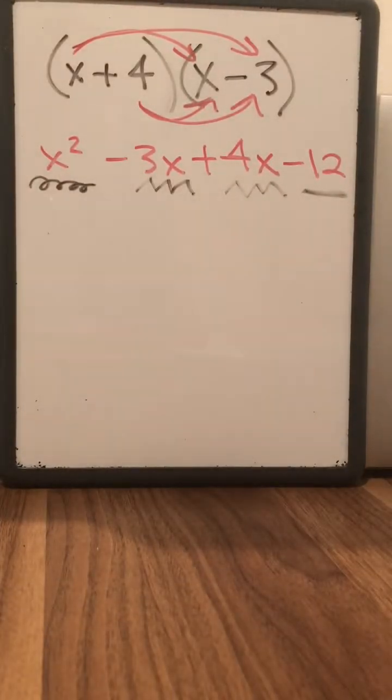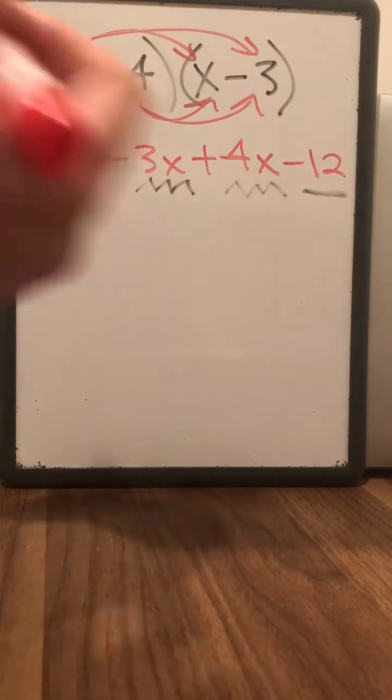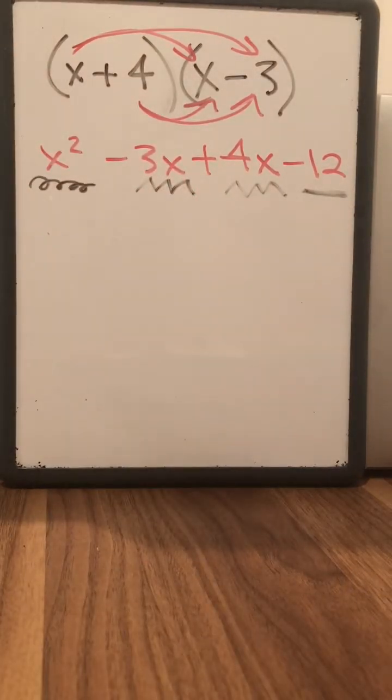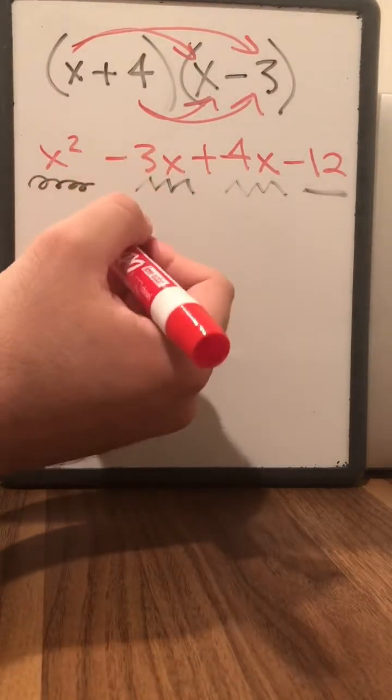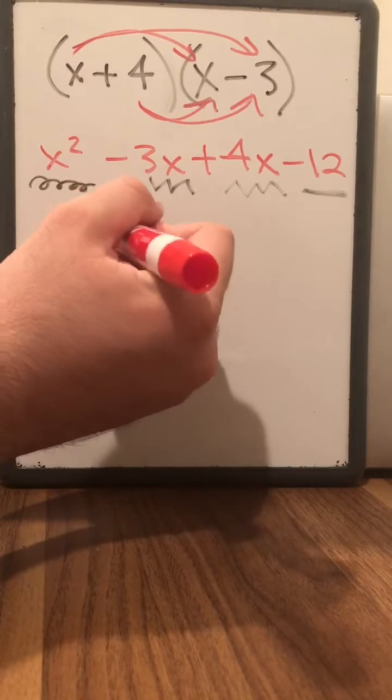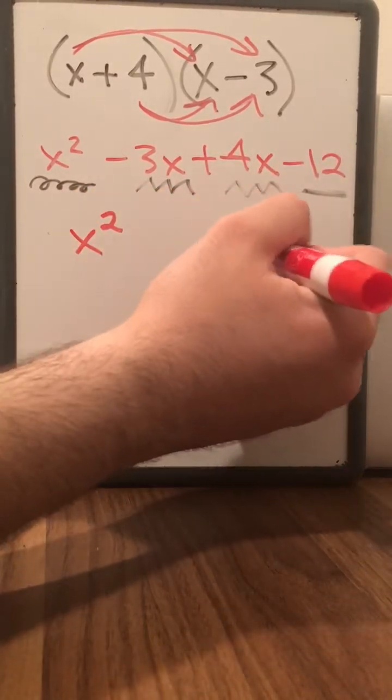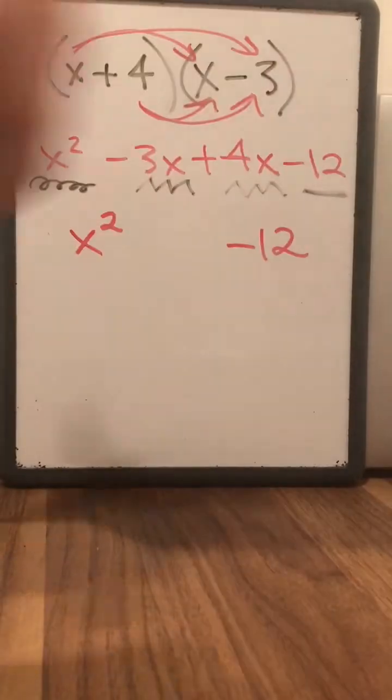And the reason I like to do this with the shapes is because once you have a really long problem, it makes it very easy to see where everything is when you have some sort of visual clue to tell you. So anything that's by itself, we're just going to bring it down, like the x squared and the -12.